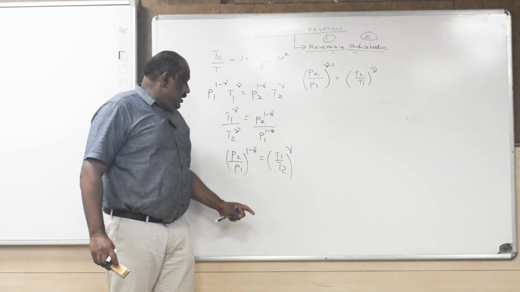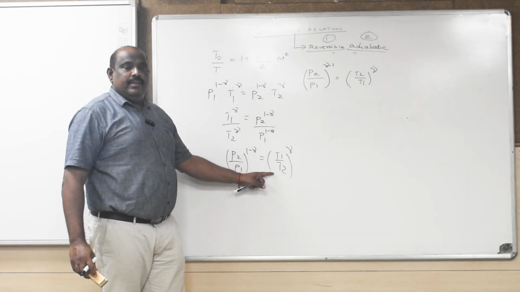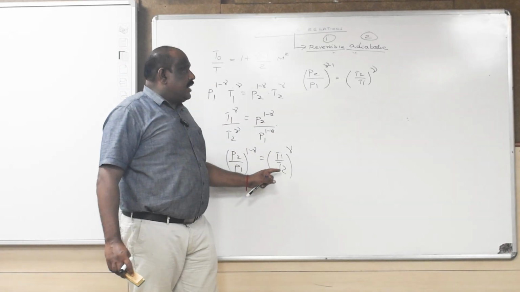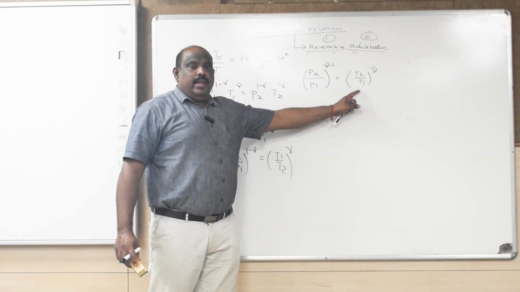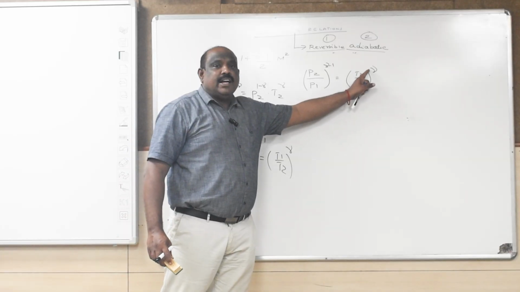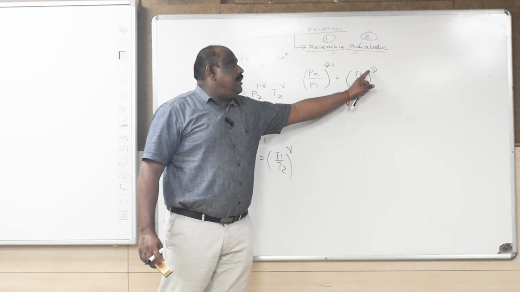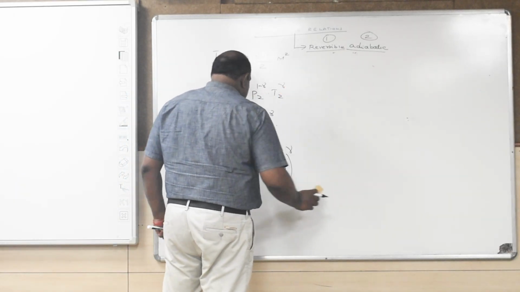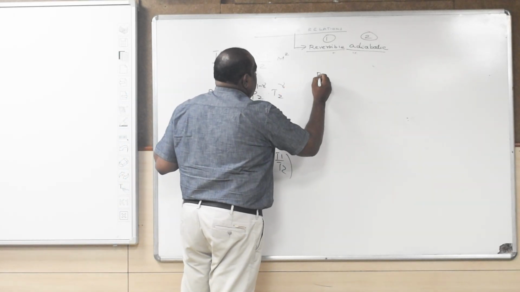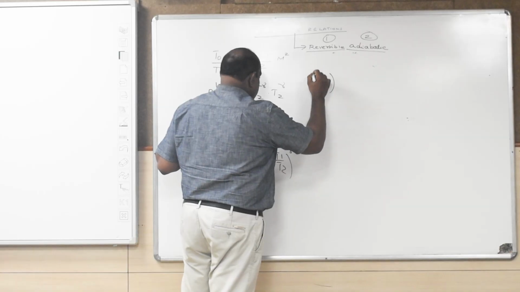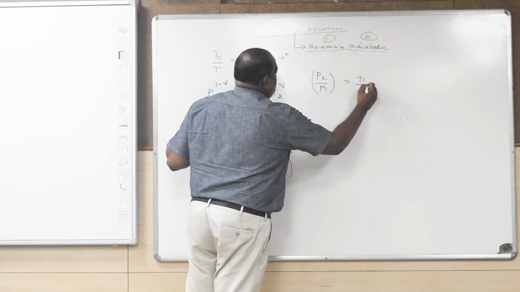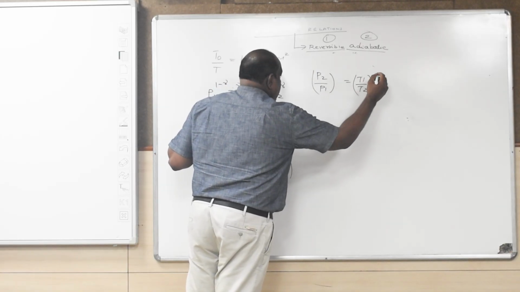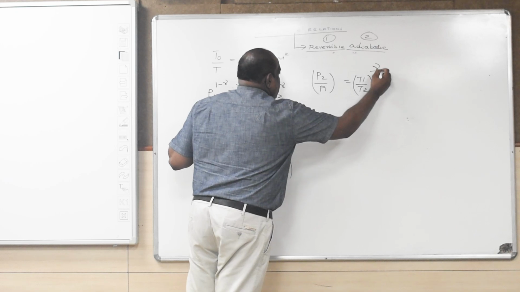I'll repeat once again. Here T1 by T2 is there. Sorry, T1 by T2 is there. But I want T2 by T1. If I go to T2 by T1, it should become minus gamma. Otherwise I will repeat once again. I will make you very easy. I will put like this: P2 by P1 is equal to T1 by T2 whole power gamma by 1 minus gamma.